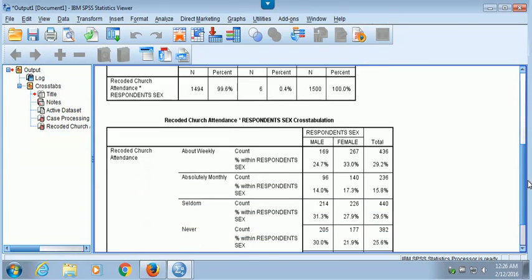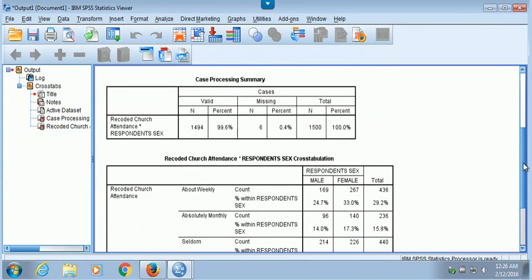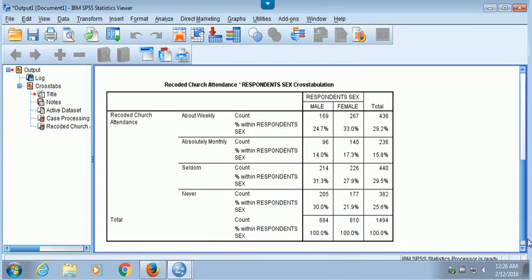So if you scroll down, you're going to see a box. Don't really worry about this first box up here. It's just telling you basically how many valid cases you have and how many missing cases you have. Not really something important that we need to focus on right now. Instead, you're going to look at this box right here.